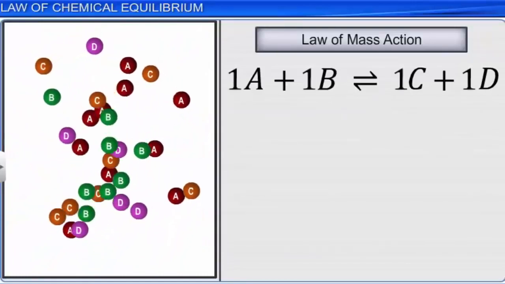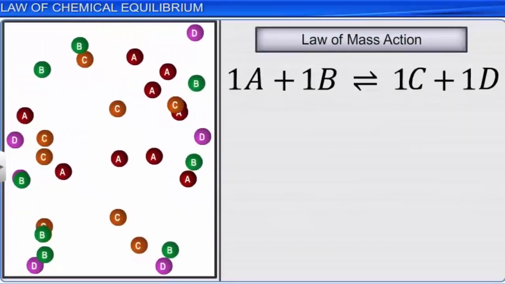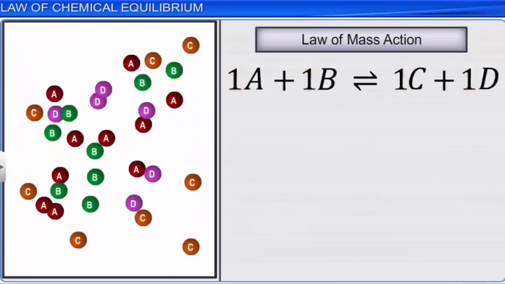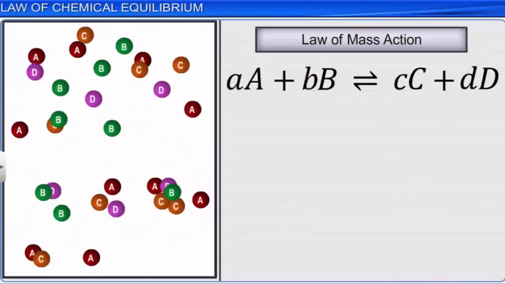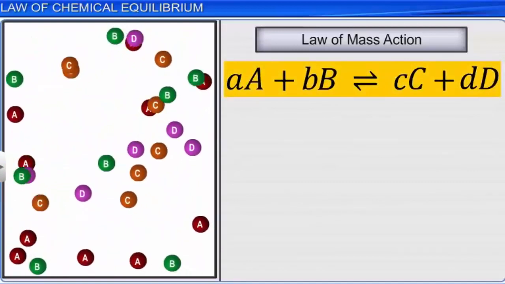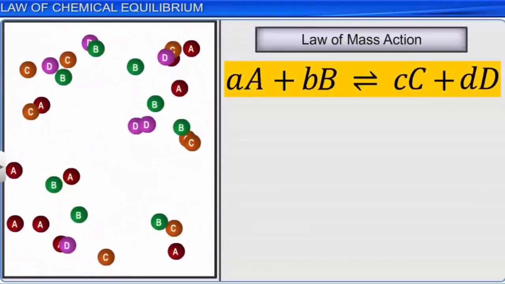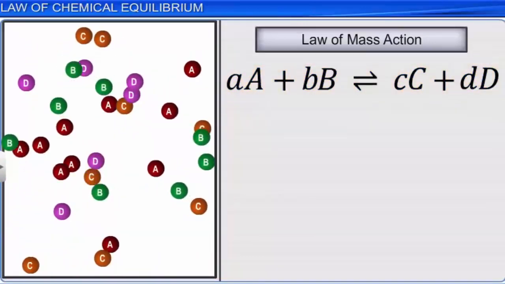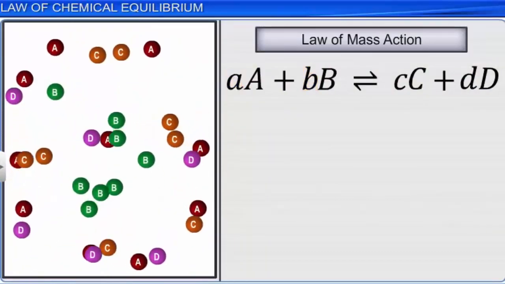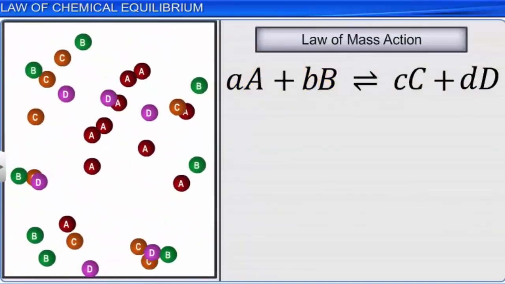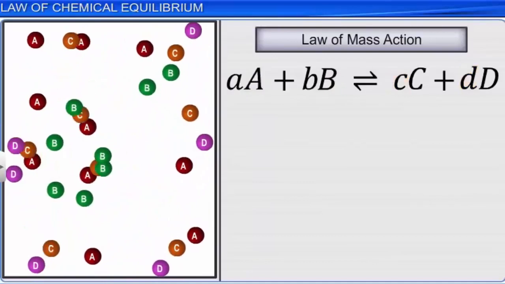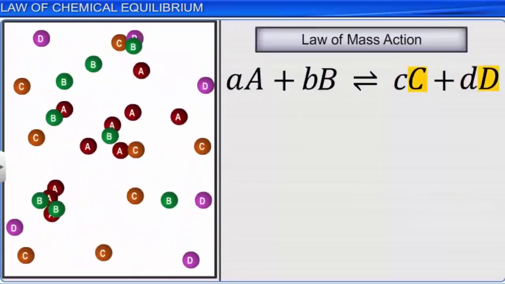In the case that you just saw, the stoichiometric coefficients of the reactants and the products are unity. Now, let's consider a more general reaction of the type aA plus bB in equilibrium with cC plus dD, where a and b represent the stoichiometric coefficients of the reactants A and B, and c and d represent the stoichiometric coefficients of the products C and D, respectively.